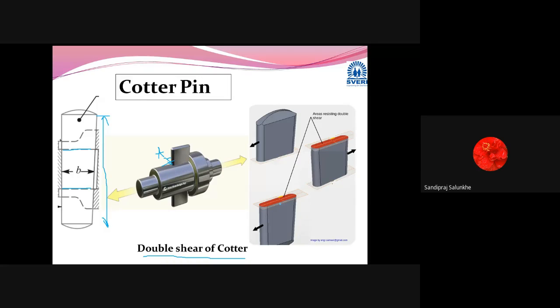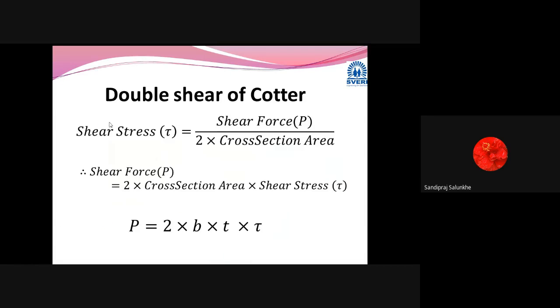So we'll see the formulae by means of which we can calculate the shear stresses. When we consider this double shear in the quarter, then the shear stress tau is equal to the shear force divided by the cross section area. And as the area is doubled, that's why 2 is used there. That is the only thing.